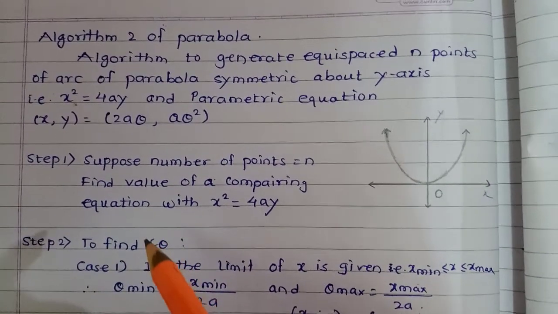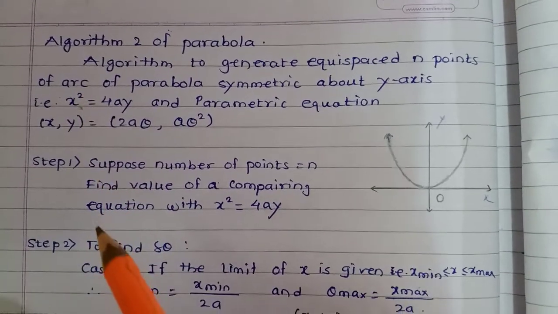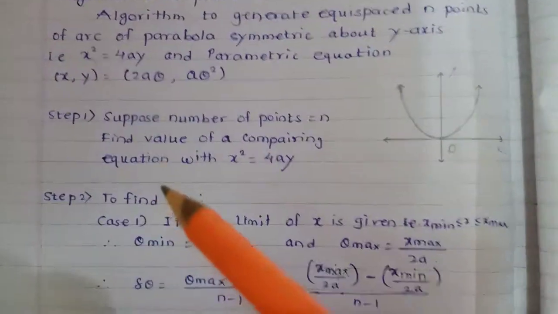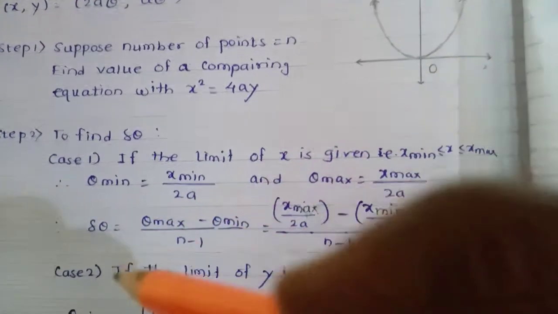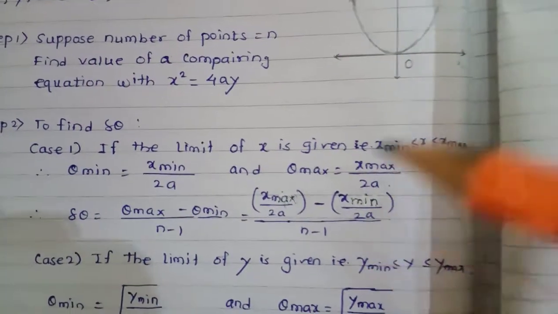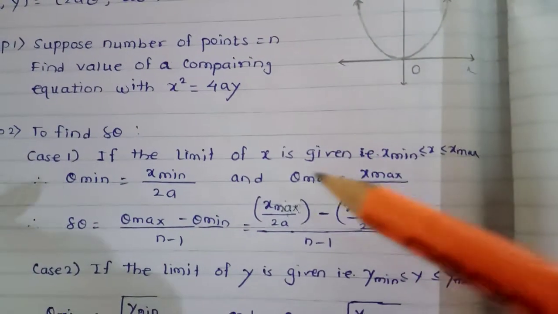For finding the delta theta, since the parabola is one of the arcs, there are two cases that arise: if the limit of x is given or if the limit of y is given. So see how we can write down the formula of theta min and theta max directly here.